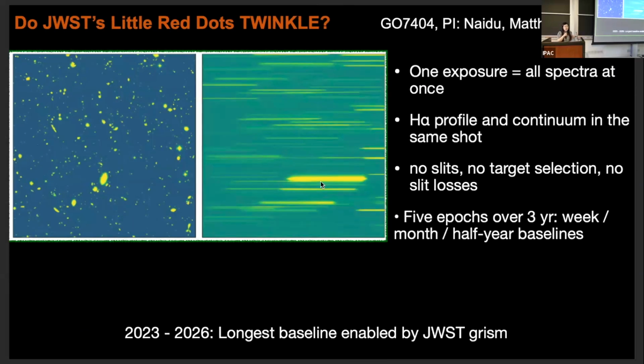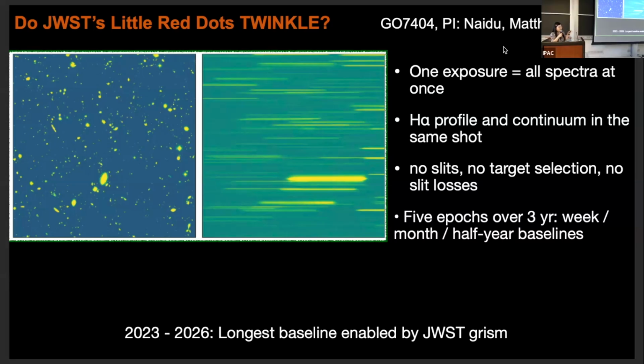So we test this scenario. This is our Cycle 4 JWST program called Twinkle, and the PIs are these three great people. The idea of Twinkle is to monitor some of the very first discovered LRDs back to the Cycle 1 observations, which enables the longest baseline enabled by the JWST observations.